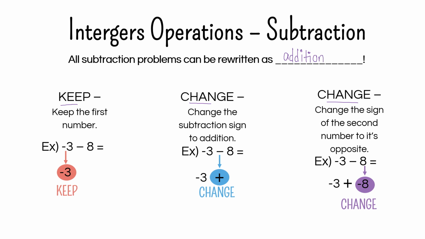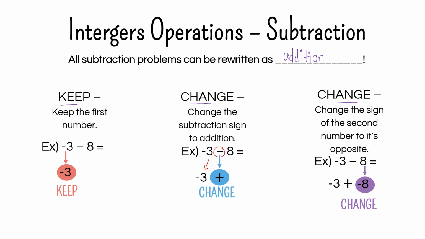All right, we're going to change the subtraction sign to addition. So we take the subtraction sign and we change it to addition. So we've kept the negative 3. We're changing subtraction to addition. And then we're going to change the sign of the second number to its opposite.